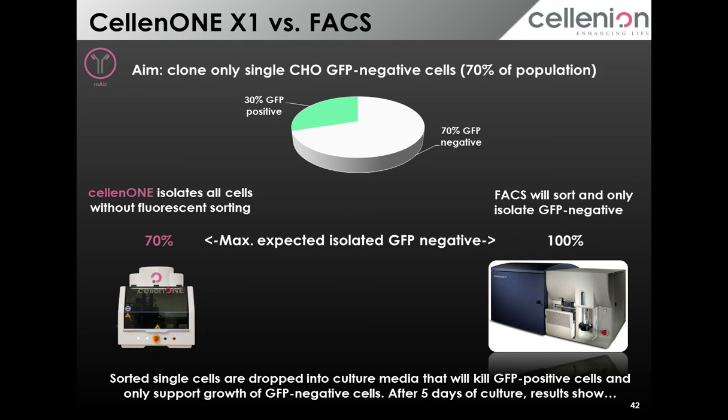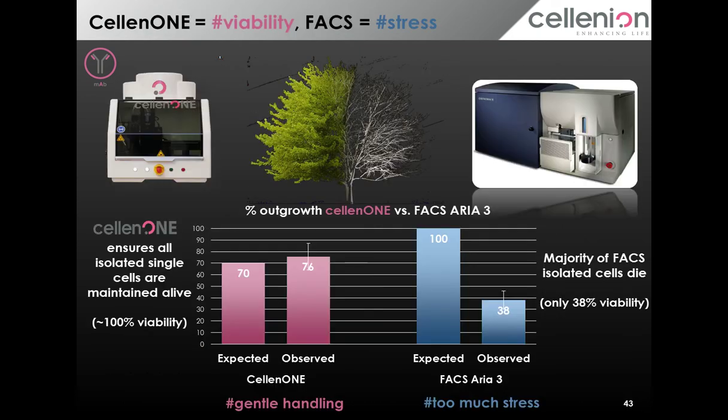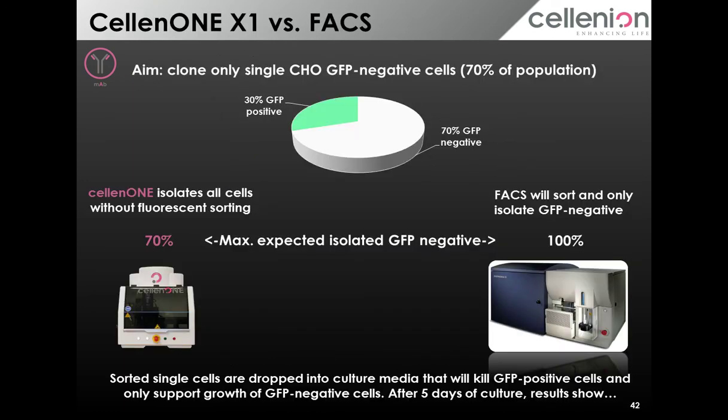So looking at what the FACS can do, we know that the FACS will sort, and we looked only at the negative cells, meaning 100% of the cells will be GFP negative, whereas our system will look at the full amount of the cells, meaning that the maximum which is expected to be GFP negative is 70%.